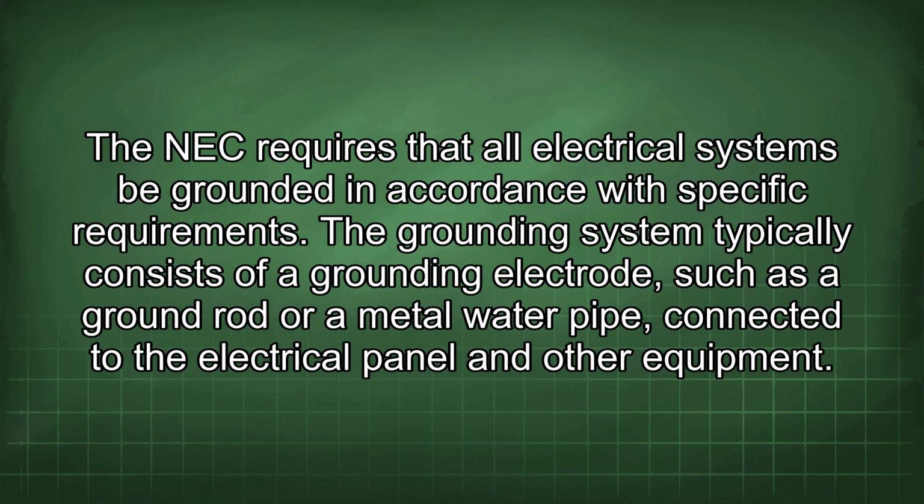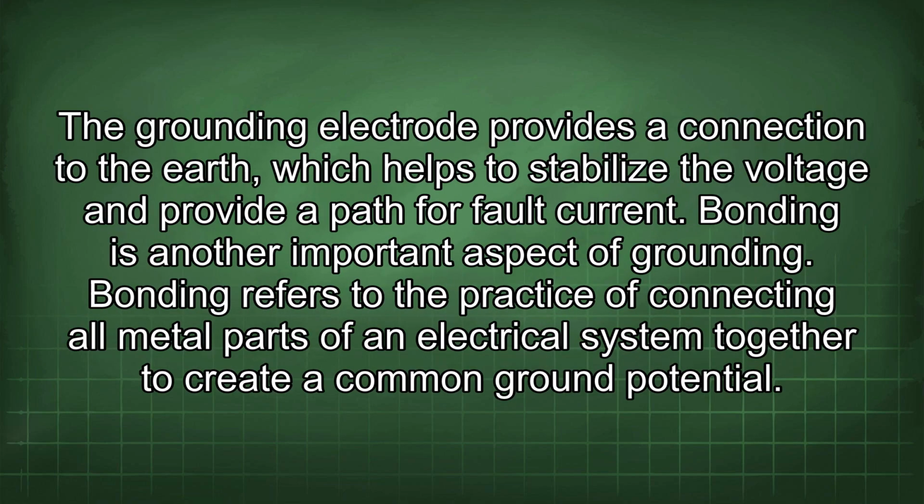The grounding system typically consists of a grounding electrode, such as a ground rod or a metal water pipe, connected to the electrical panel and other equipment. The grounding electrode provides a connection to the earth, which helps to stabilize the voltage and provide a path for fault current. Bonding is another important aspect of grounding.